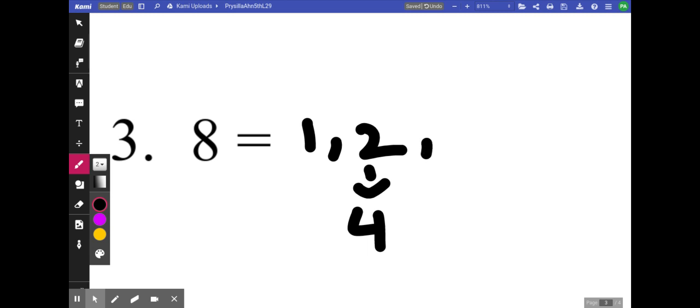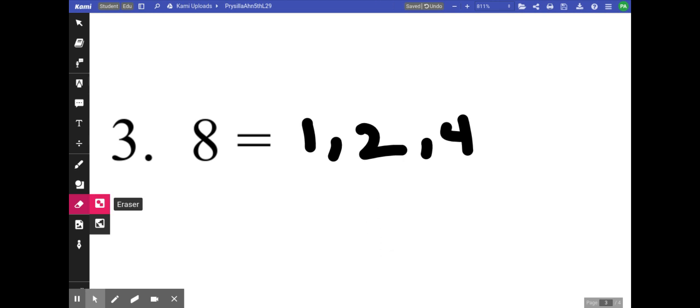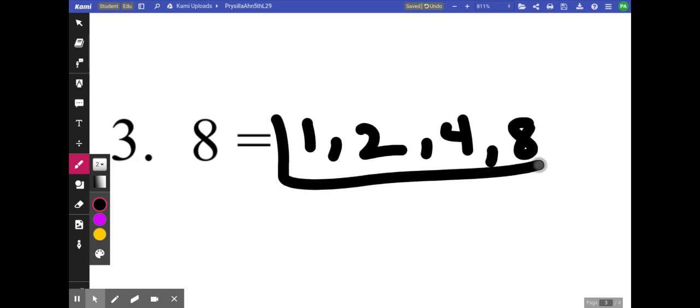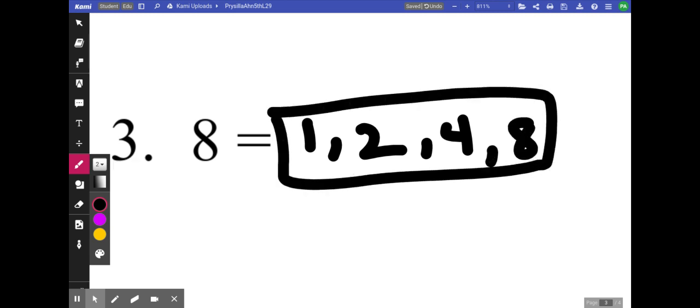No. 4 works, because we have it down here. We can just get rid of it. Does 5 work? No. 6? No. 7? No. And 8, obviously. And that is your factor list for 8.